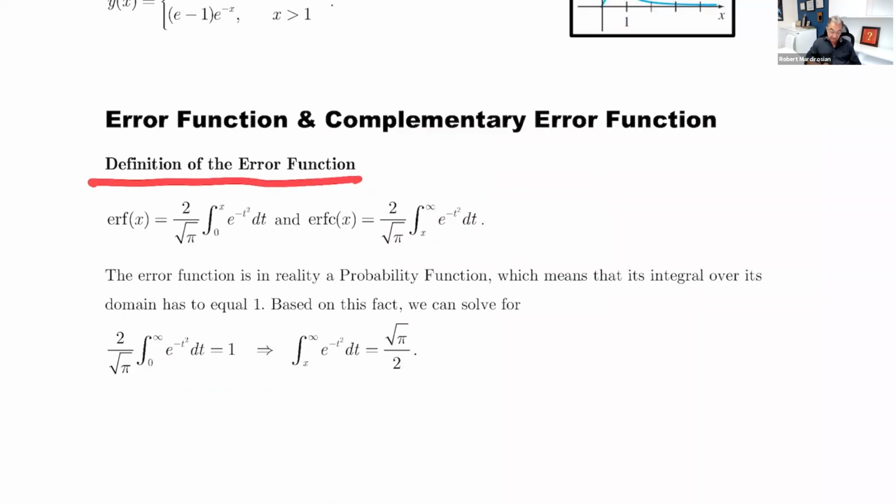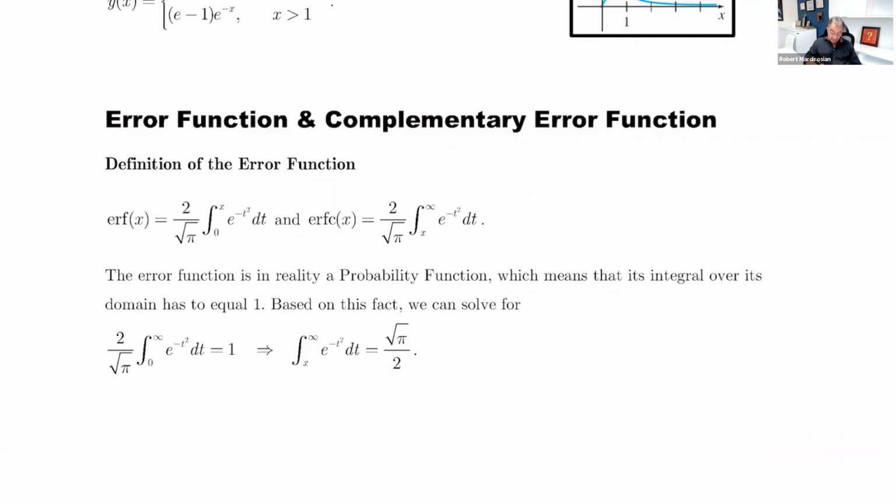By definition, the error function is 2 over square root of pi, the integral going from 0 to x of e to the negative t squared dt, and the complementary error function, ERFC of x, is 2 over square root of pi, the integral going from x to infinity.